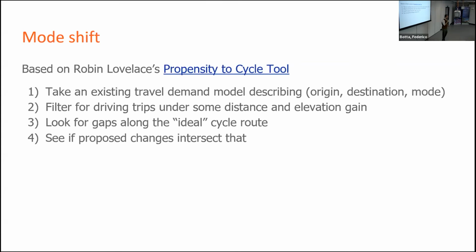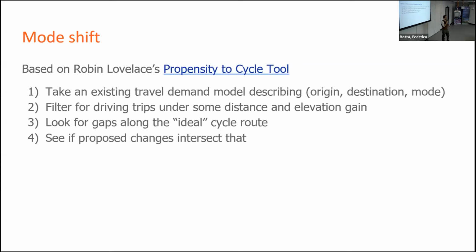So a little bit about how this works. It's based on a tool called Propensity to Cycle. You have an existing demand model that describes where people travel today. And so the idea is you look for driving trips under 5 or 10 kilometers that don't experience a lot of elevation gain. If we had infrastructure as good as the Netherlands, then those people are the ones that would be likely to cut over to cycling.